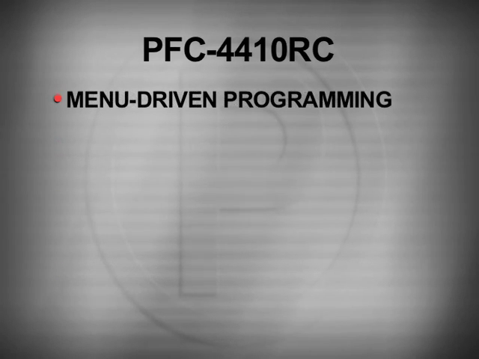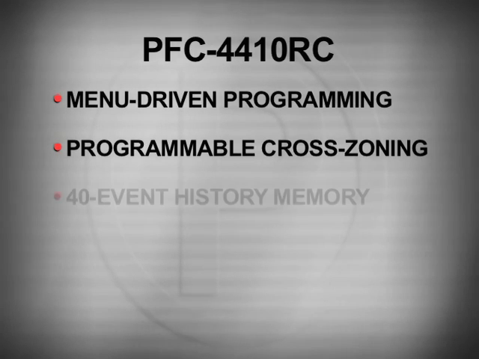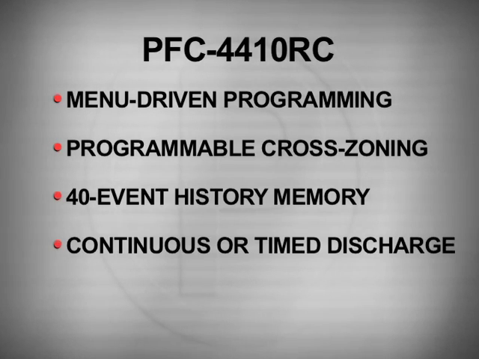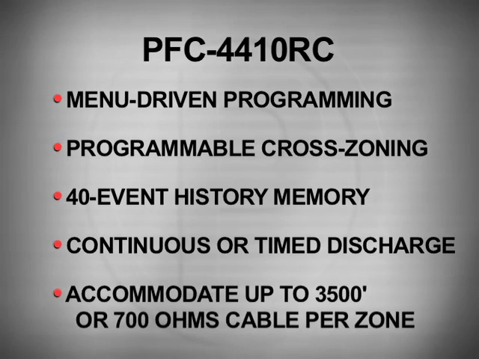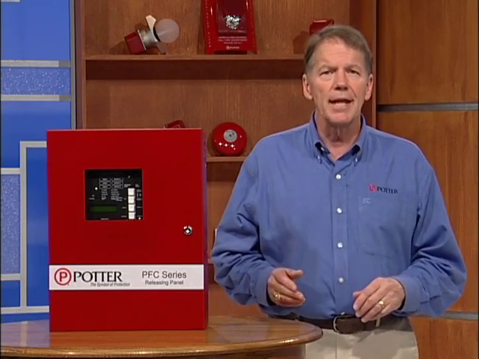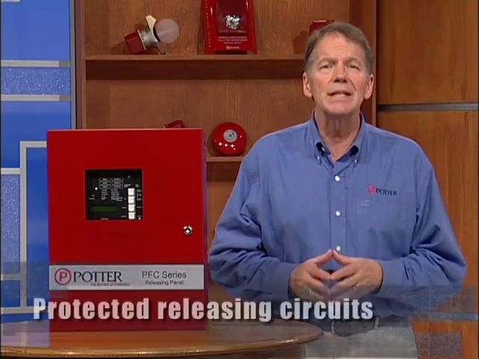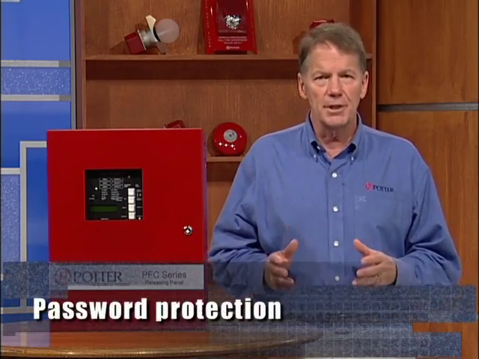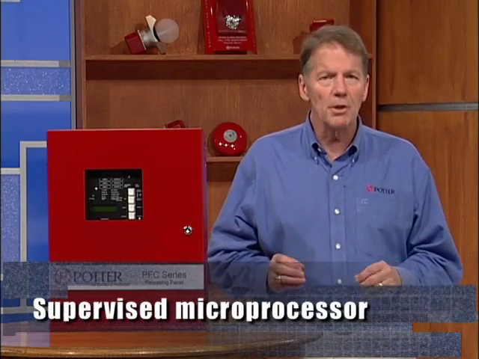programming controls, programmable cross-zoning, a 40-event history memory, continuous or timed discharge to control how long the releasing panel will energize the solenoid, and the ability to accommodate up to 3,500 feet or 700 ohms of heat-sensitive cable per zone. For maximum security, the PFC 4410RC also features releasing circuits protected from false activation, password protection, and a supervised microprocessor.